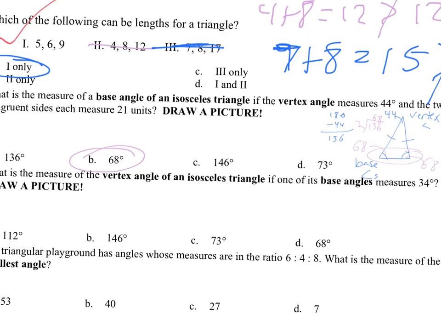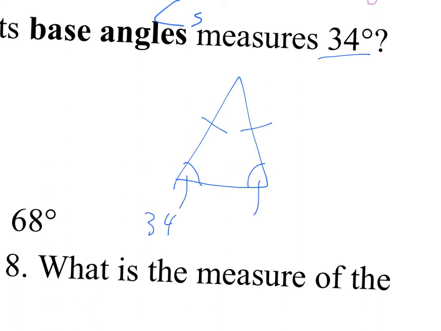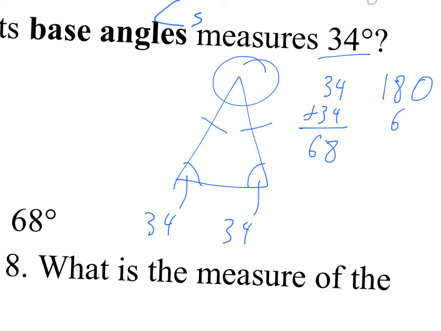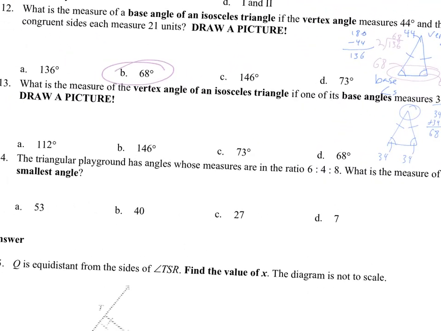Okay, next one, very similar. We're going to draw another one, but this time it says that the base angle is 34 degrees. So the base angles are congruent, isosceles triangle. This is 34, which means this is also 34. We're looking for the vertex angle. What's the measure of that angle right there? Well, we have two angles. We can find the third one by adding 34 plus 34, which is 68, and subtracting 68 from 180, which is 112. So that means the vertex angle is 112 degrees.